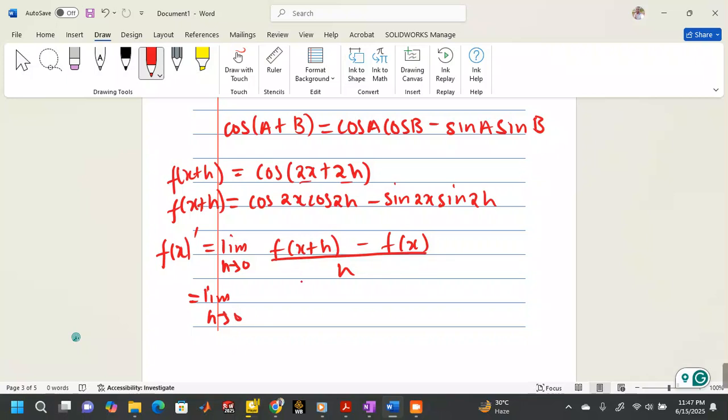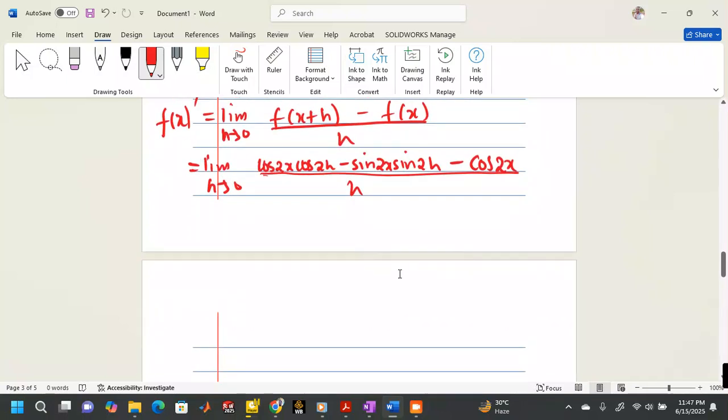f(x+h) will have cos 2x cos 2h minus sin 2x sin 2h minus f(x). What is f(x)? It is cos 2x. So for cos 2x, we have 1 here and 1 here, so we will group those. The next step, we group them. Okay, so we have this.